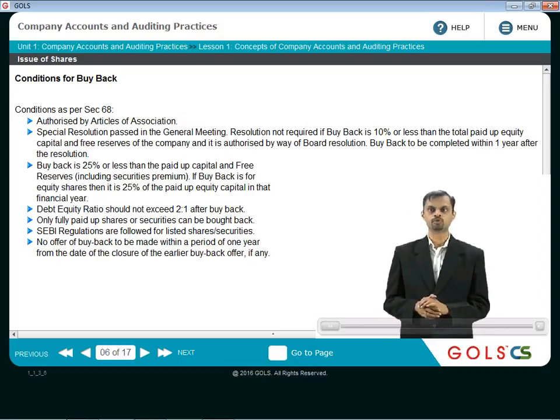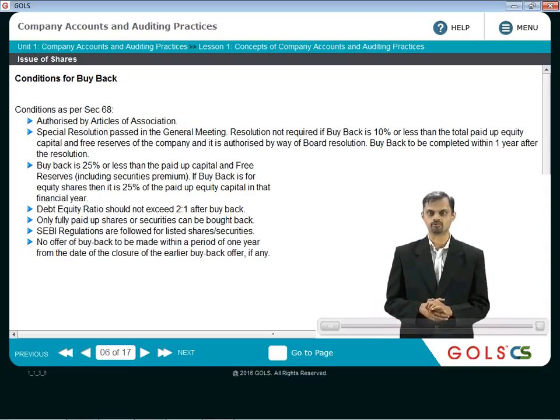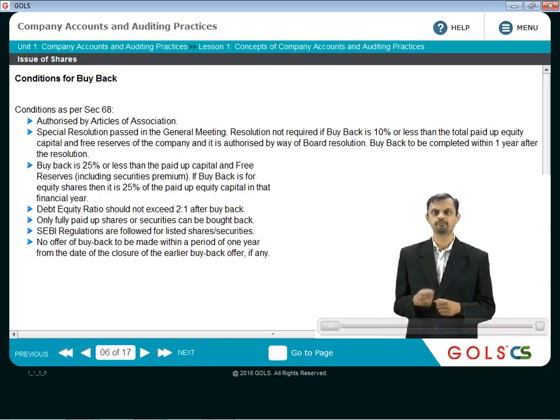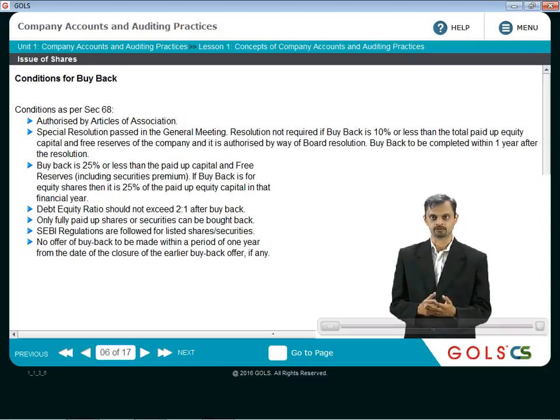No offer of buyback is to be made within a period of 1 year from the date of the closure of the earlier buyback offer, if any. So there cannot be a frequent buyback from the company. In order to ensure that, it says that if a buyback was already made by the company, then within 1 year, in less than 1 year, the company cannot go for another buyback offer. At least one year should have lapsed after the earlier buyback offer.